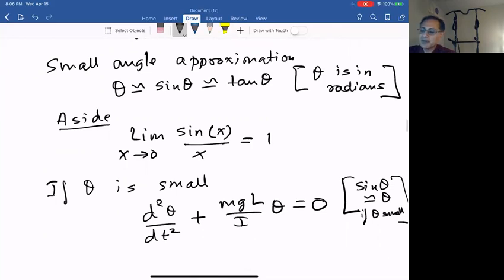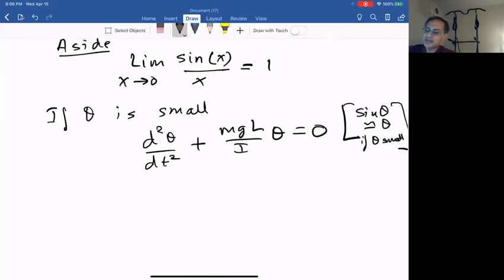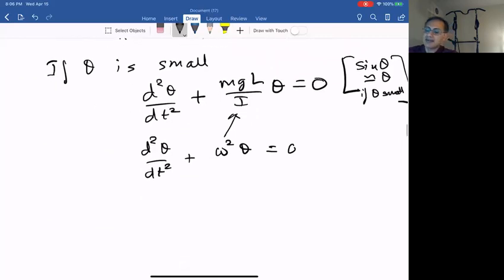All right, now we know how to handle this. So the next thing that we do is we just call this constant omega squared: d2 theta dt squared plus omega squared theta is equal to 0. Now it's exactly like what we've done a few times by now. That's our definition of omega squared. And that's exactly what we were after.